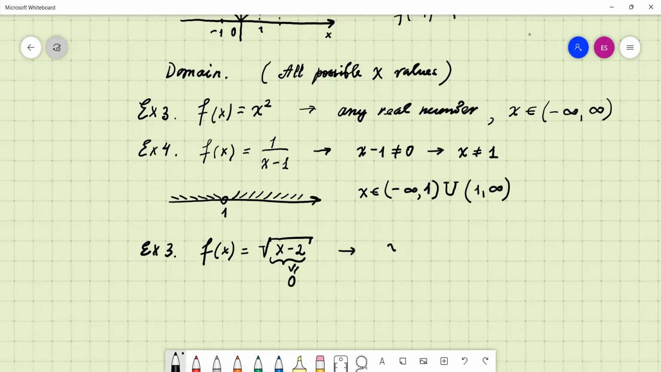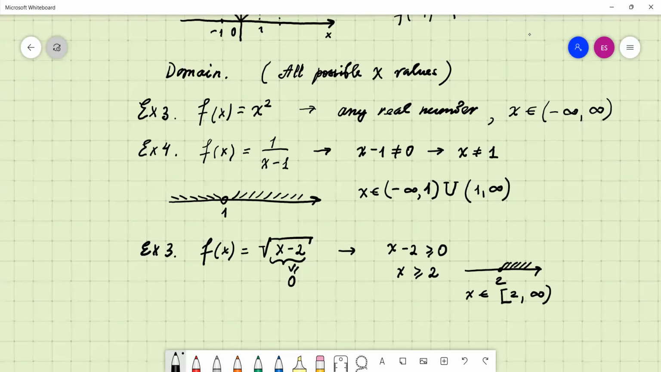So I'm going to write down x minus 2 greater or equal than 0. Otherwise, we are going to have a negative number, right? If I add 2 on both sides of this inequality, I'm going to get x greater or equal than 2. On the number line, 2 is here, and greater or equal than 2 is going to be to the right of 2. In interval notation, it's going to look like this: x belongs to the interval from 2 to positive infinity.